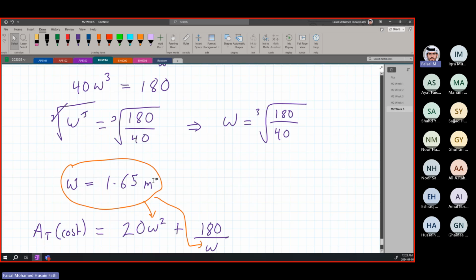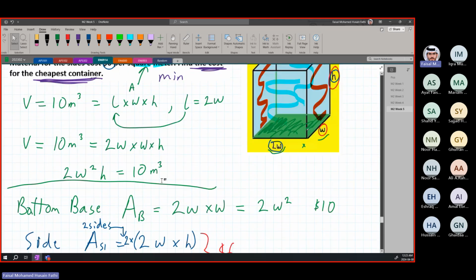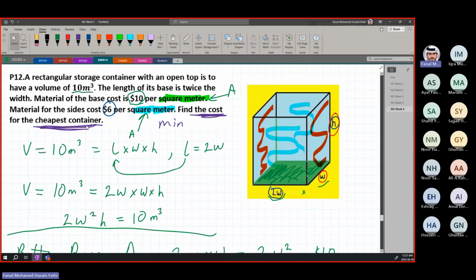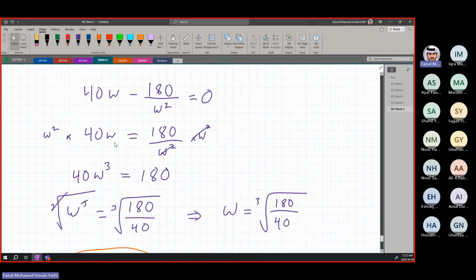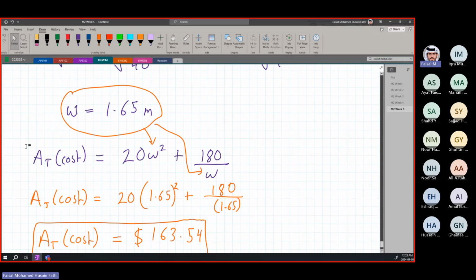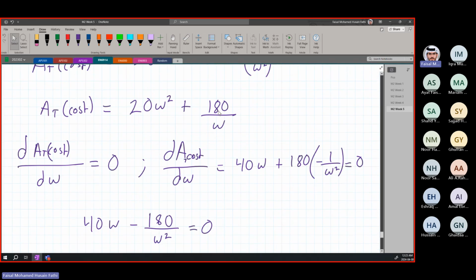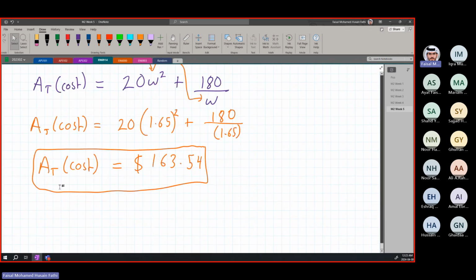But the question is not asking for the height. The question is asking for the cost of the cheapest container. So what you're going to do is just substitute this into the cost equation that you have already derived earlier and find the total area cost. That's basically how you would do it. I hope optimization is clear in general.